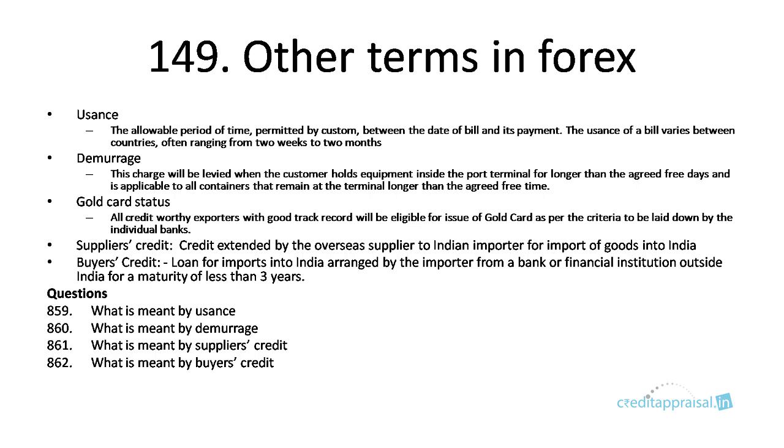Then there are terms called suppliers credit and buyers credit. Suppliers credit is the credit extended by an overseas supplier to an Indian importer for import of goods into India. For example, we as Indians are importing some goods from abroad. The credit period that the overseas supplier is giving to us will be suppliers credit. Buyers credit means a loan for import into India arranged by the importer from a bank outside India.